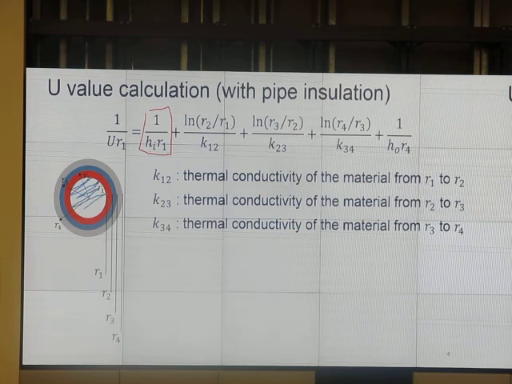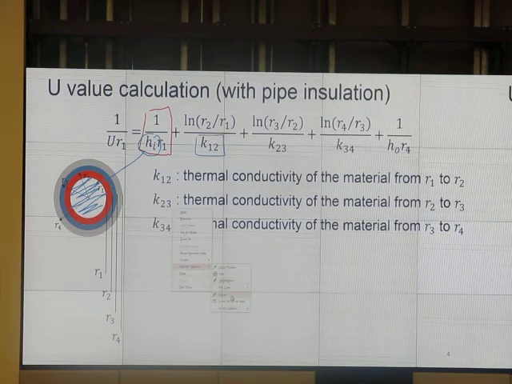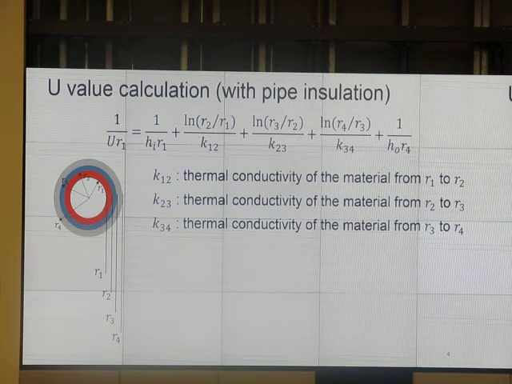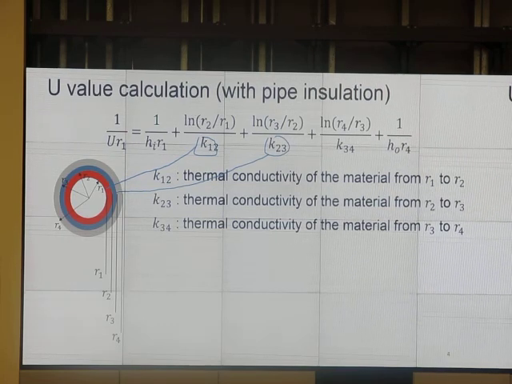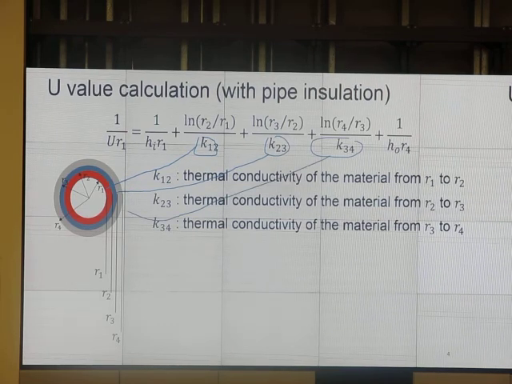Okay, H value, heat transfer coefficient in this part. That is Hi. So K12 will be what? Where's K12 then? K12 will be that one, the red one. K23 will be that layer. K34 will be the outer layer. And HO is the heat transfer coefficient outside.